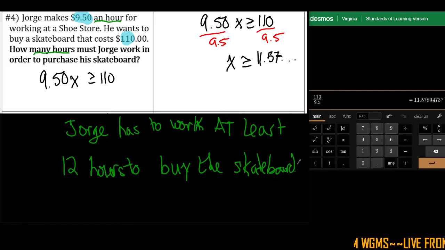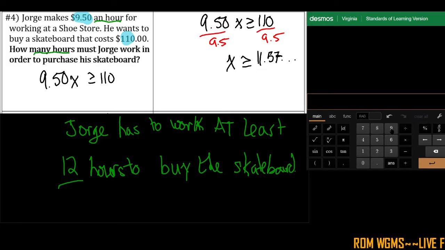And where did I get that 12 from? Well, I said that it has to be a full hour, and so what would be the next hour up? It would be 12, and so that means that if they would only work 11 hours, it wouldn't be true, meaning he wouldn't have enough money. So I can also prove it like this.